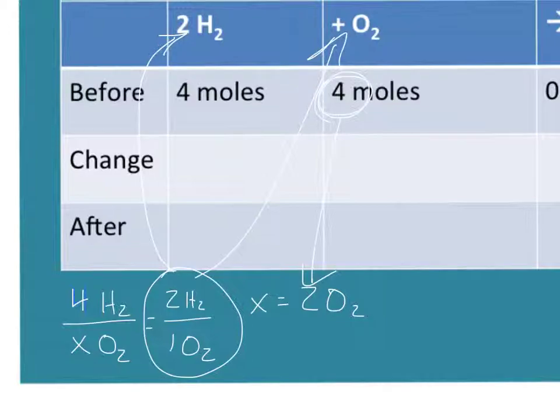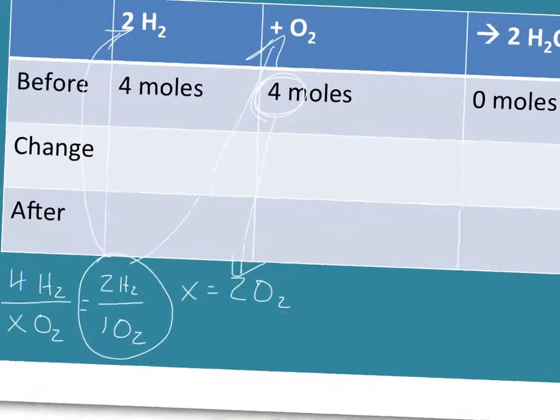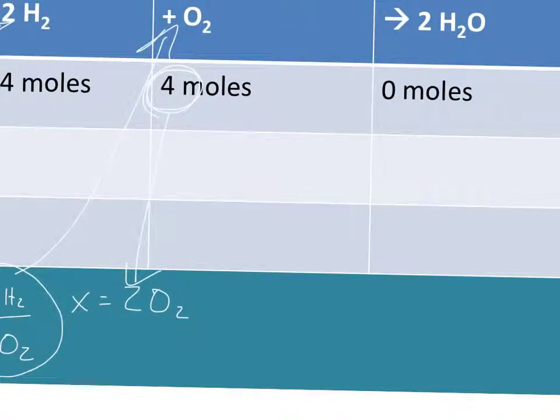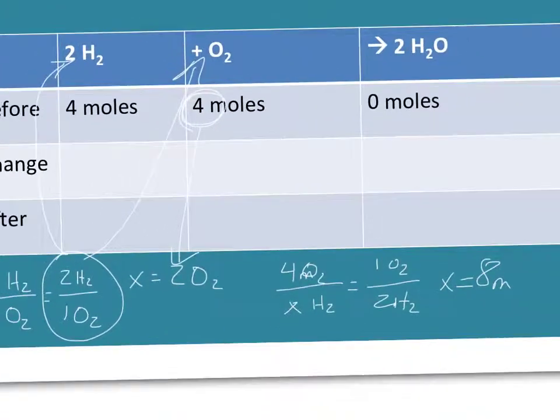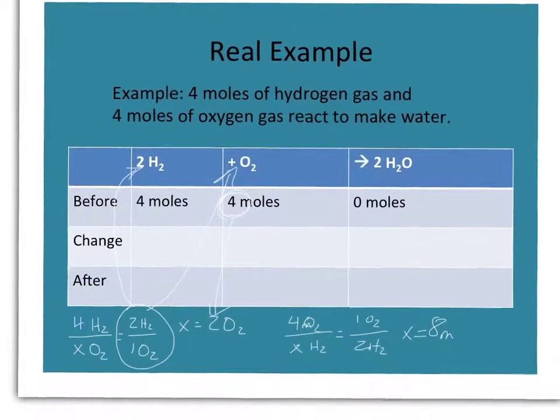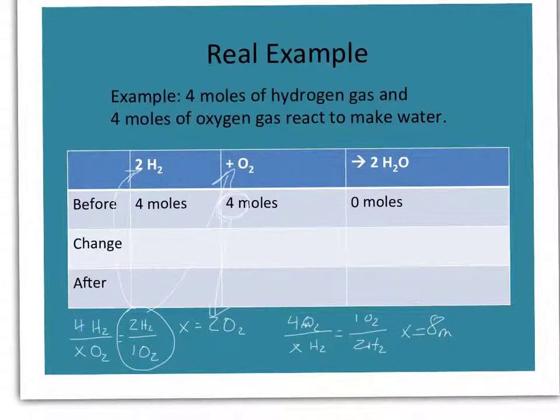So we could stop. But I'm going to continue on, and so what happens if we use all of our oxygen? So if I use 4 moles of O2, and I'm looking for how many moles of H2 I need, I would have 1 mole of O2 over 2 moles of H2, and that would give me X equaling 8 moles. Well, I don't have 8 moles. I have 4 moles. So I can't use up all of my oxygen because I don't have enough hydrogen left.